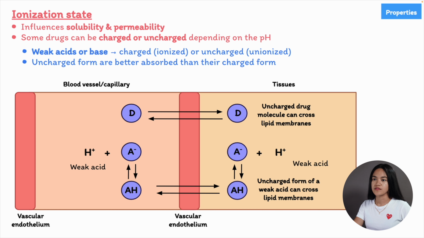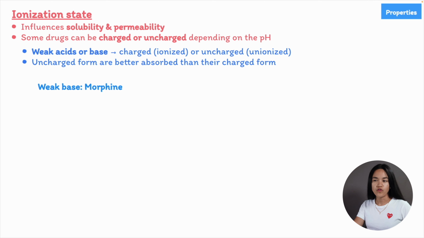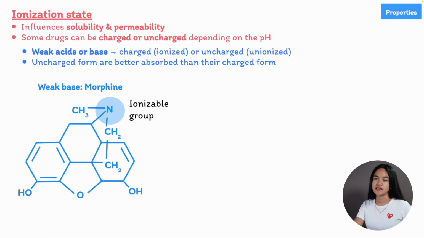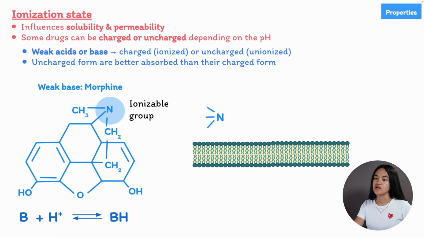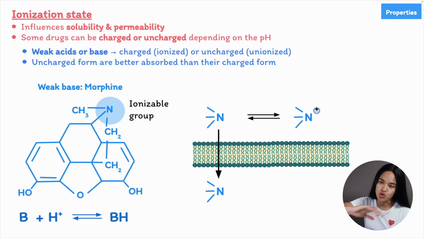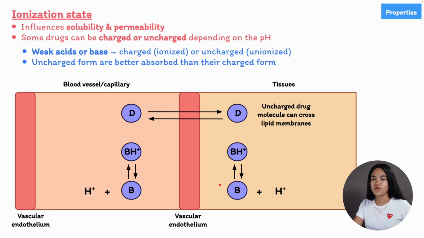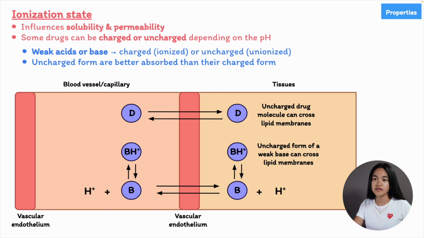Let's take another example, which is morphine. Morphine is a weak base. Again, it can exist in an uncharged form or a protonated form, BH+, depending on the pH. The uncharged form of morphine has a better capacity to cross lipid membranes, which means it can be absorbed and distributed more effectively. If we look at this in a simpler way, we have the charged form of a weak base, and the uncharged form can cross the lipid membrane. So the charged form is waving a positive flag here, so it's not going to cross, whereas the uncharged form is incognito, so it can cross the membrane.